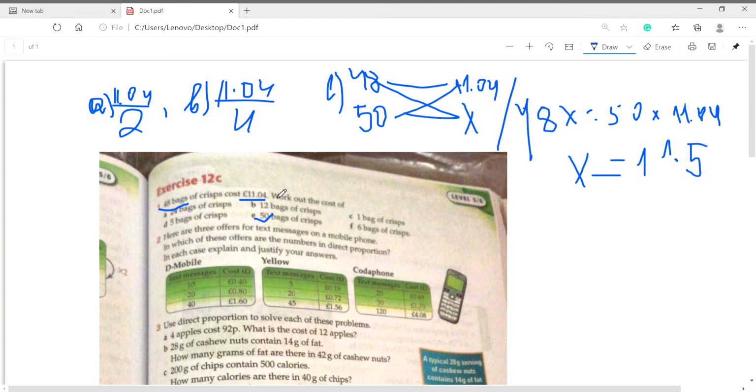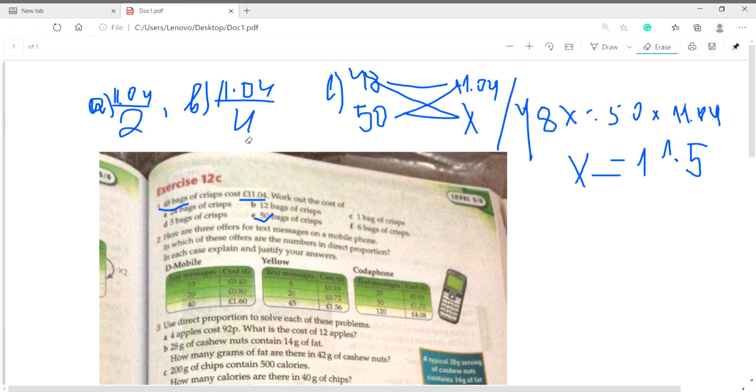Actually, this method, the cross multiplication method, is true for all of them, A, B, C. But as A, B, C are visible, we are not going the long way. We are not doing the cross multiplication method, and we are just directly dividing. But as for D, E, and F, they are not directly visible. We will use the cross multiplication method.